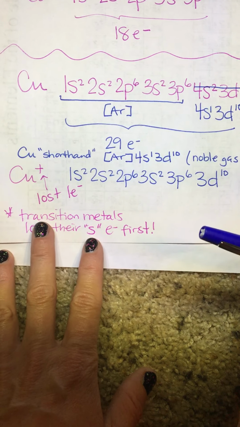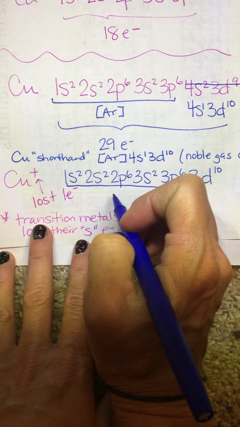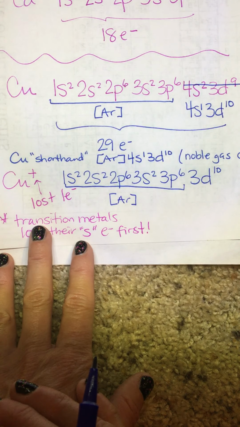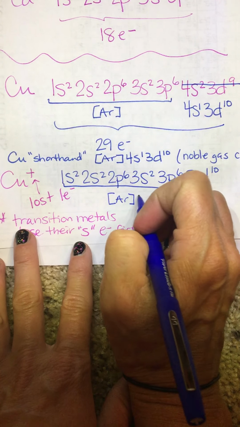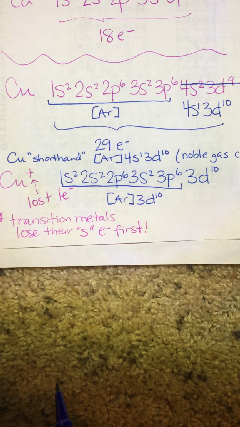We could do the same thing here for our copper 1 ion. This represents argon, and it's 18 electrons, but since we're talking about copper 1, we don't want to forget our 10 other electrons right here. So that would be the shorthand notation for the copper 1 ion.